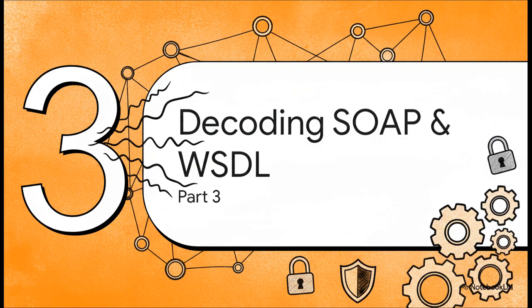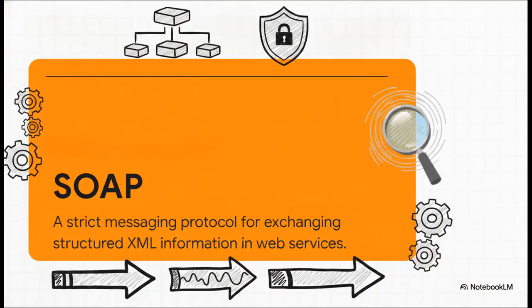Decoding SOAP and WSDL. So how exactly are they communicating over that network? We need to look at the heavy-duty protocols making this possible. Let me introduce you to SOAP, the Simple Object Access Protocol. Now, a lot of people think SOAP is some dead, forgotten tech. Actually, scratch that. It is very much alive and is a mission-critical, highly standardized messaging protocol today. It doesn't just casually send data around. No, it demands that data be exchanged using incredibly structured XML information. It enforces its rules with absolute authority.